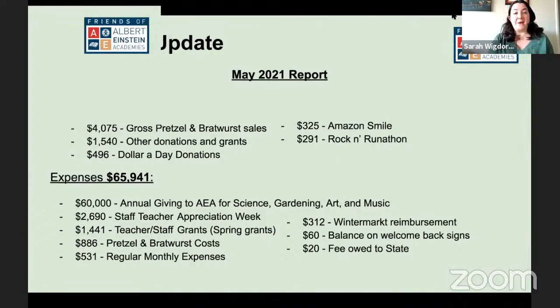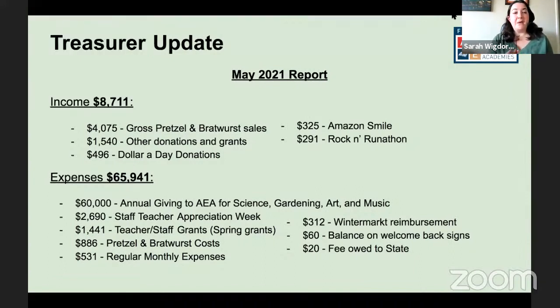We also spent over $2,600 for our staff and teacher appreciation week. We funded, as you saw last month, the taco trucks and other items to help show the staff that everyone appreciates them. We did also have some disbursements still coming in from our teacher and staff grants and a lot of other smaller things, including cost for the pretzel and bratwurst and just regular monthly expenses, fees we owe to the state, and a couple later reimbursements coming in.